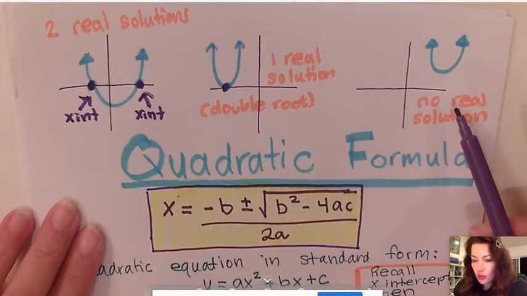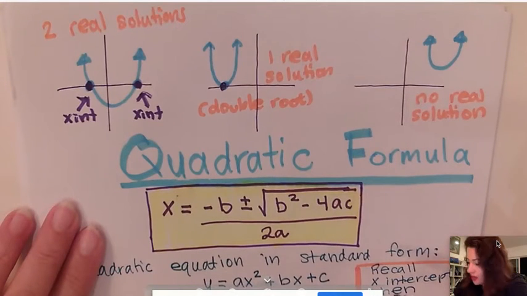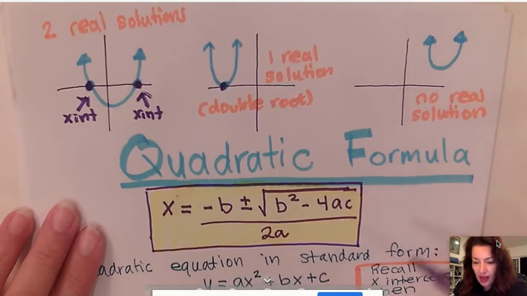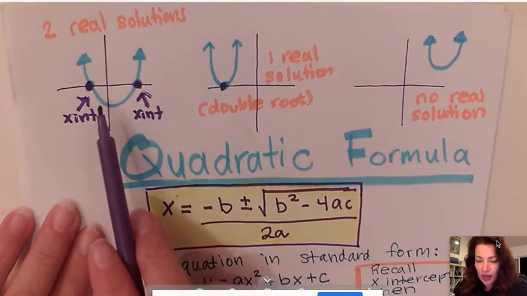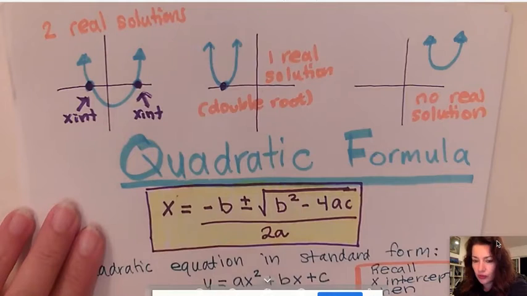And then the situation could happen where we have no real solution. So what does that mean? You can see the graph does not touch the x-axis. So that means no real solution. Today we're going to practice either situation A or B, where you have two real solutions or one real solution.